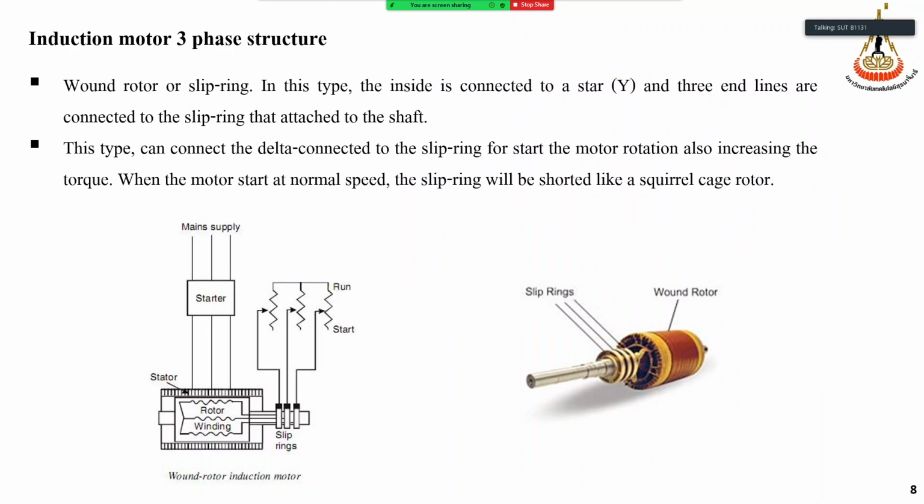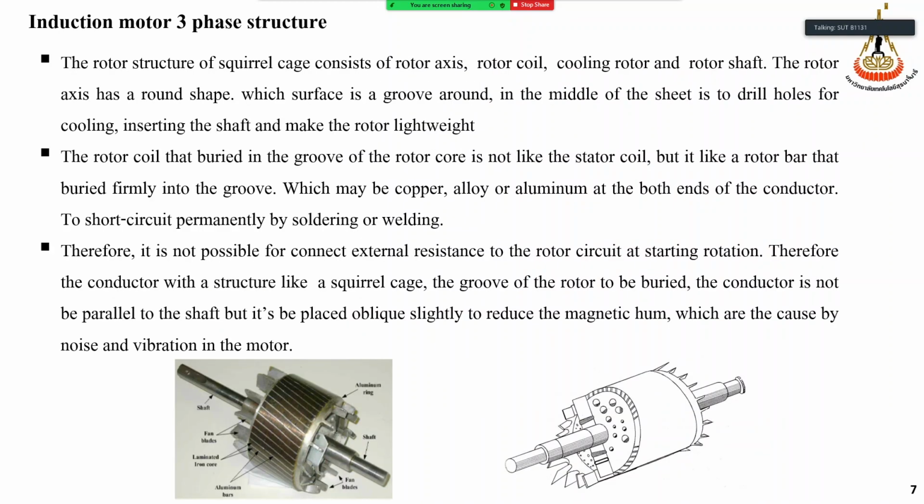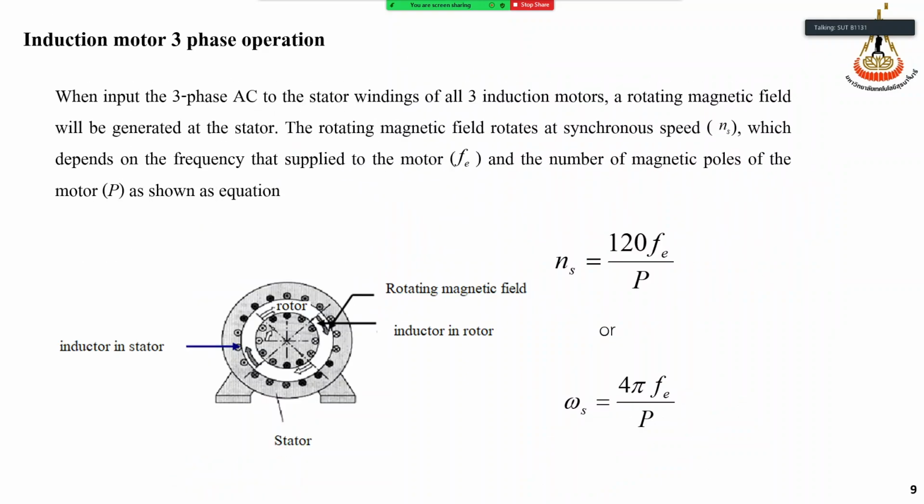maybe difficult to operate. We need some slip ring and the resistance outside the motor to control. Here is the slip ring for the wound rotor. Therefore, the wound rotor is not widely used in industry because it's more difficult to use, right? For the squirrel cage, we just supply the electricity to this motor and it will move, right? It's simple. It's easy to use, right?